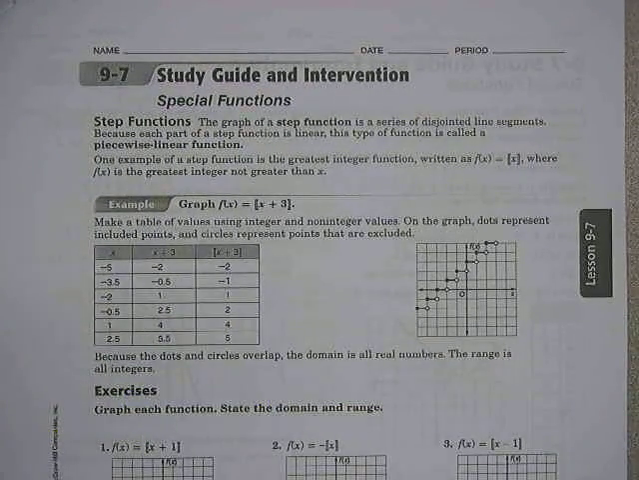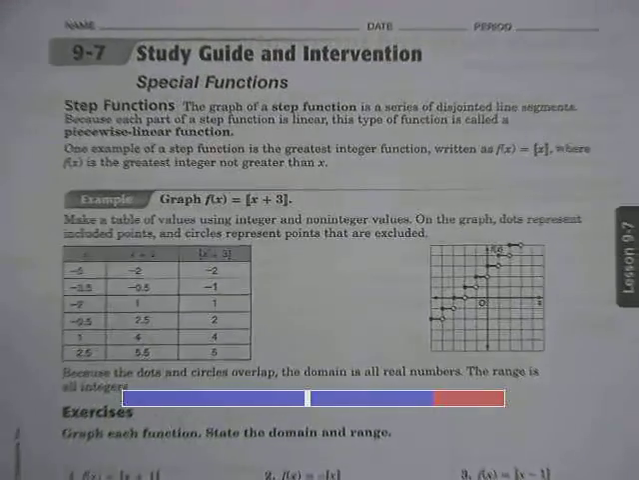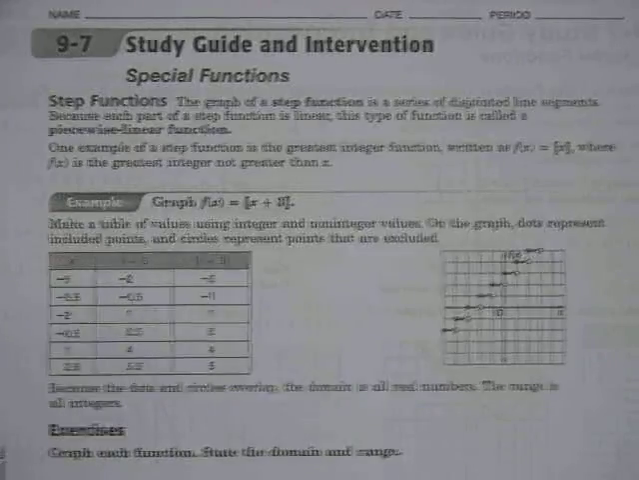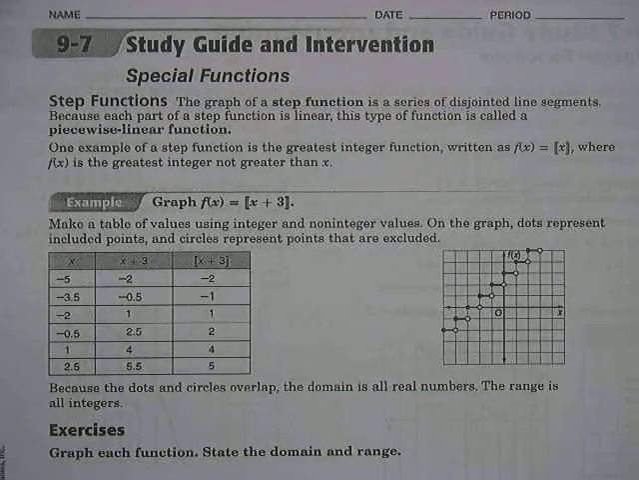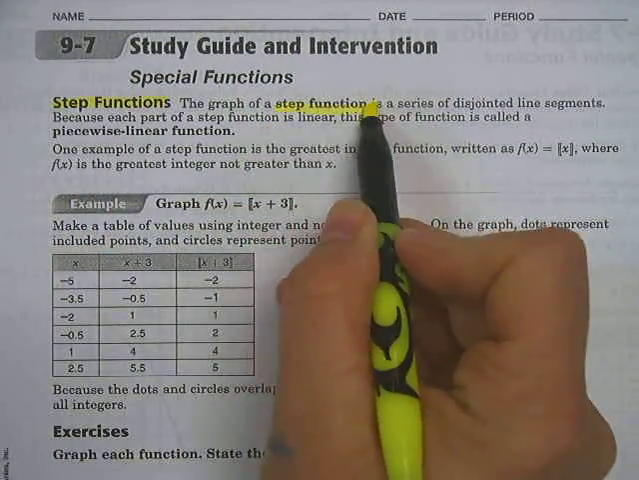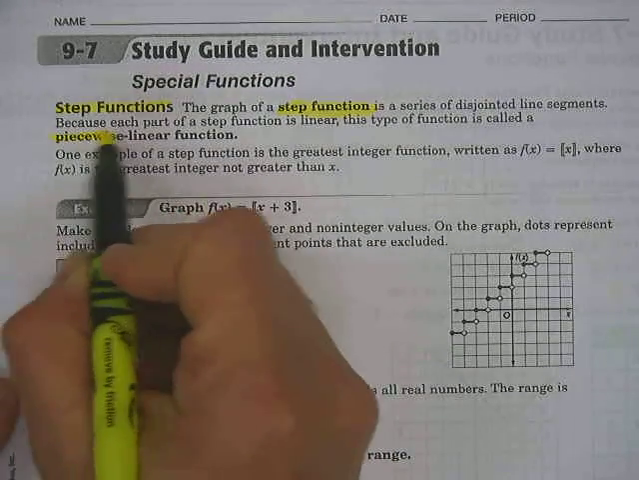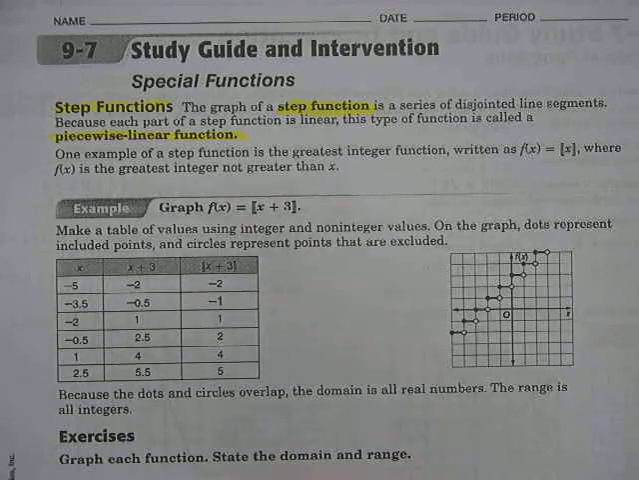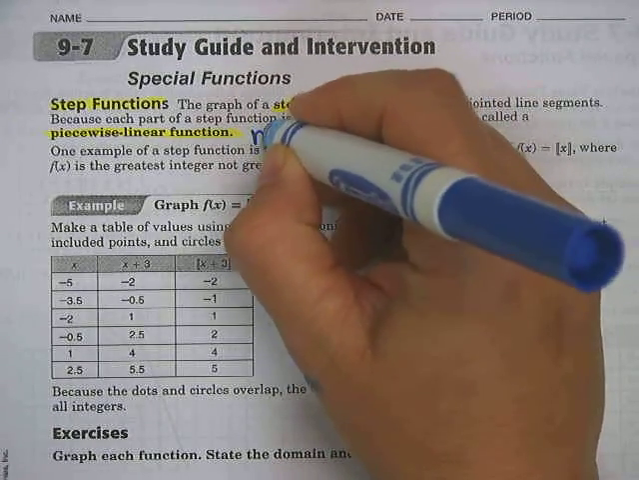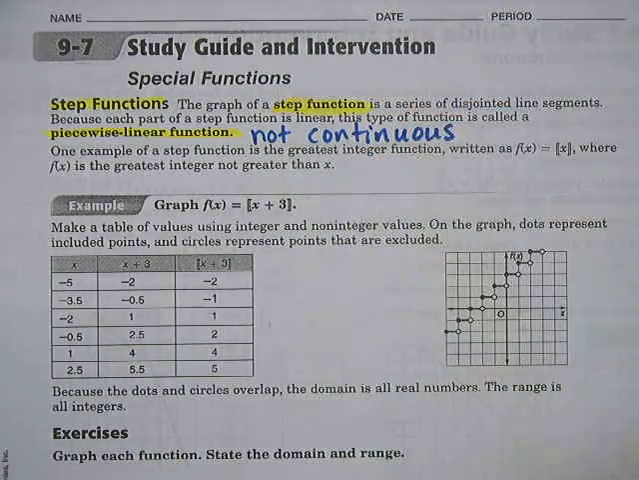Okay, today's lesson is on special functions. We've already looked at a few of them, but this first special function we haven't seen before. This is called a step function. The graph of a step function is a series of disjointed line segments. Because each part of a step function is linear, this type of function is called a piecewise linear function. That word piecewise just means that it's not continuous. It's in small little pieces.